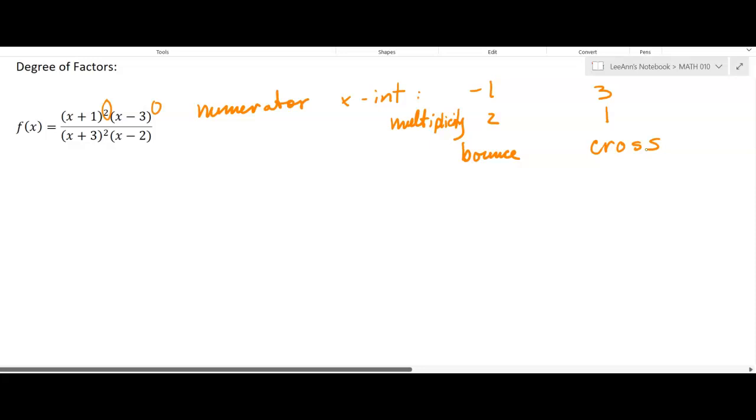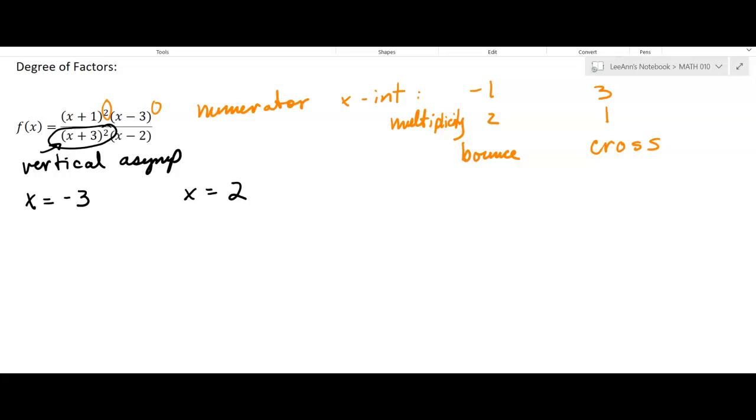Okay, but also the denominator tells us things as well. We know that the denominator is going to tell us our vertical asymptotes. So we know we have a vertical asymptote at x equals -3, and we also have one at x equals 2. But see the degree here? That means they're going to follow the reciprocal squared graph. So they're going to go in the same direction. They're either both going to go up on that side of the asymptote, or they're both going to go down on that side of the asymptote.